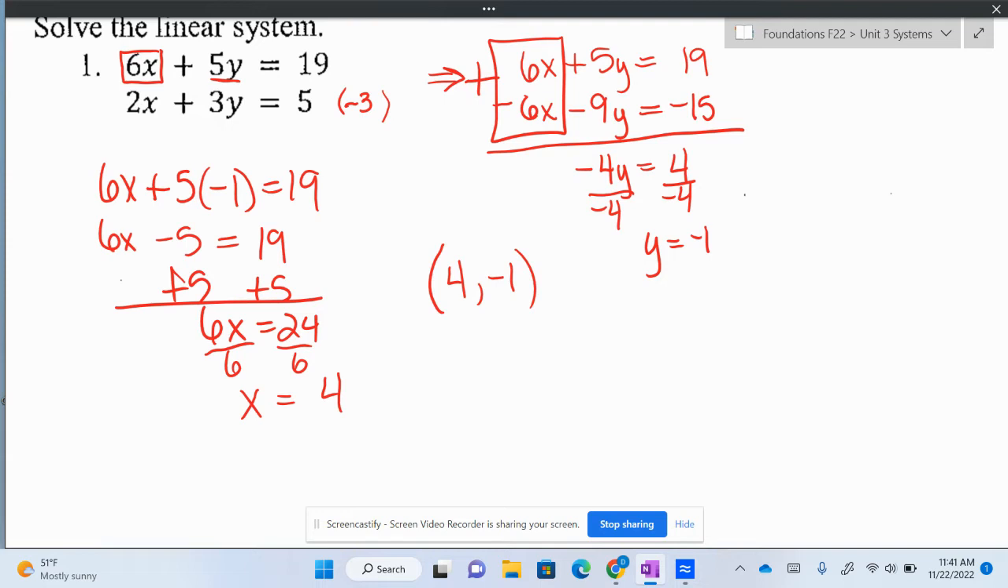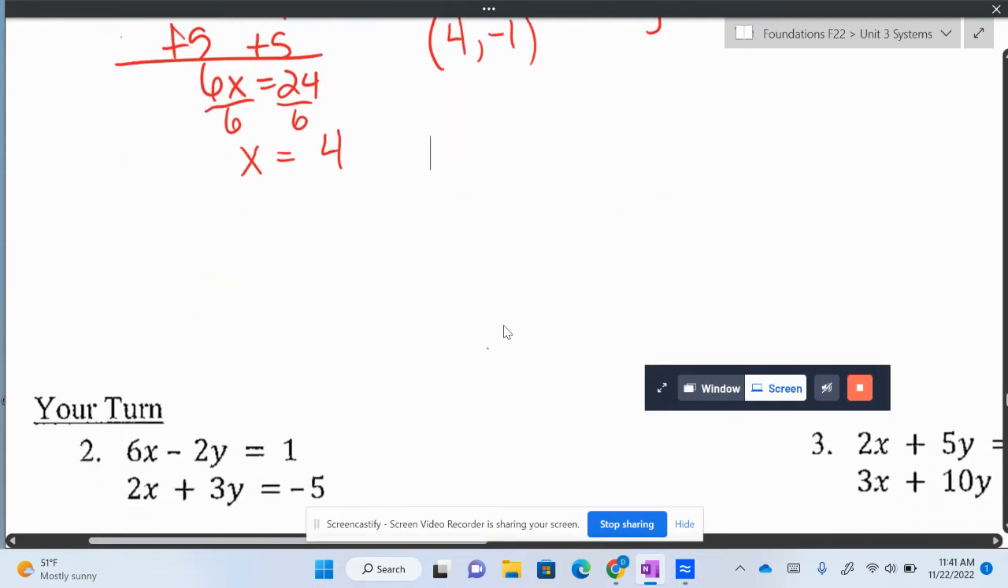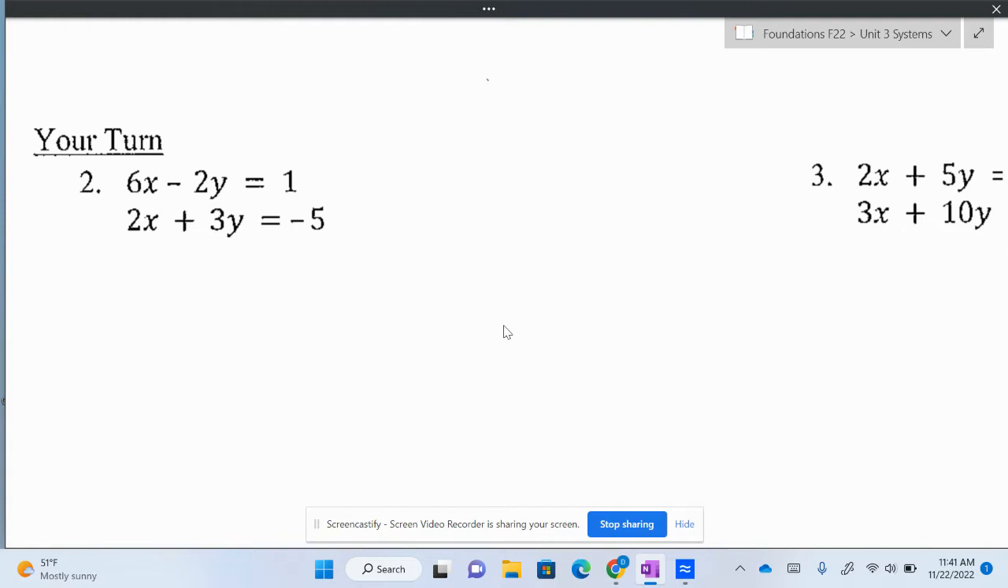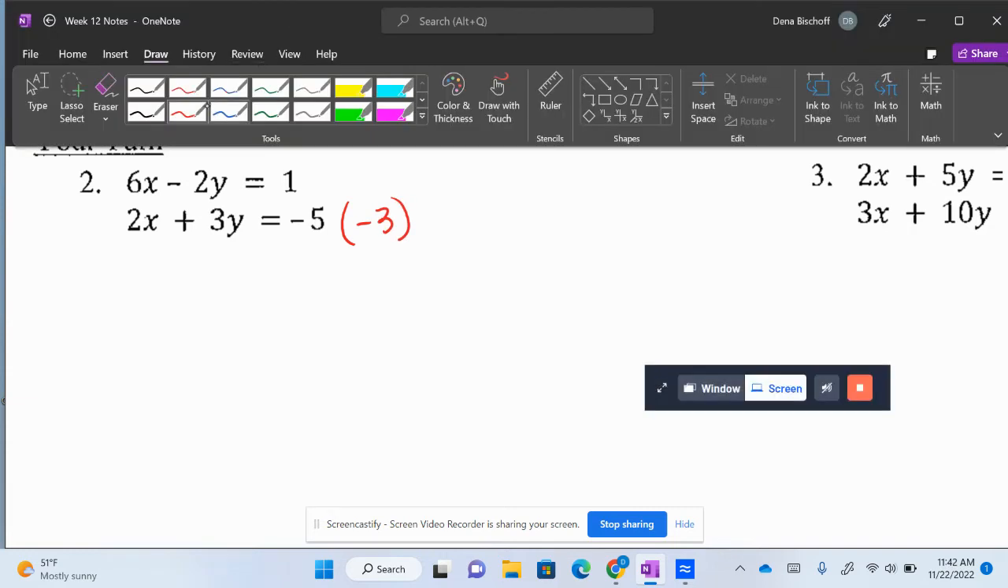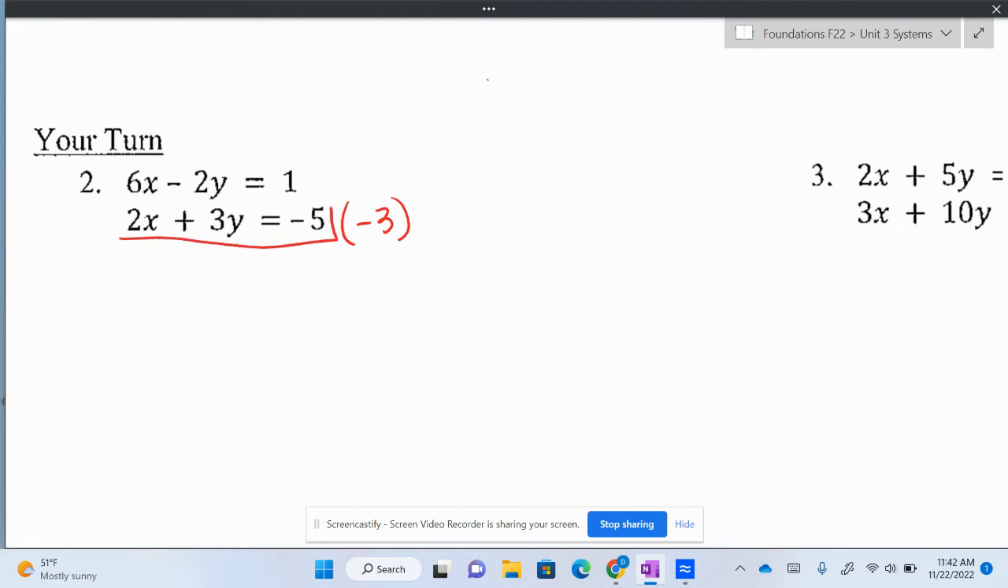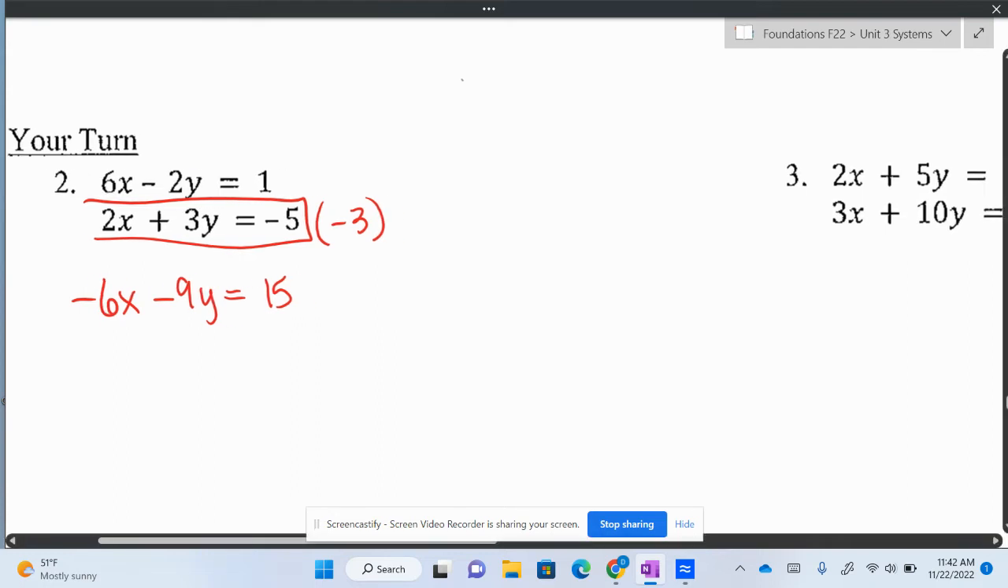Does that make sense? Okay. We're not going to solve number 2. We're going to solve number 3, but let's look at number 2 and just determine what we could multiply one of those equations by to be able to cancel out. We could multiply the bottom by -3. Does everybody see that? If I multiplied the bottom by -3, this whole equation right here would turn into -6x minus 9y equals 15. We're not going to solve it. I just want you to be able to identify.